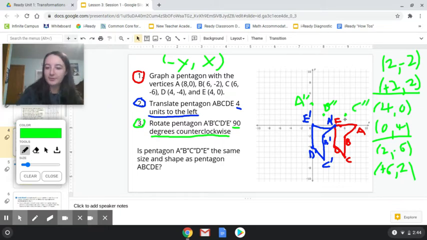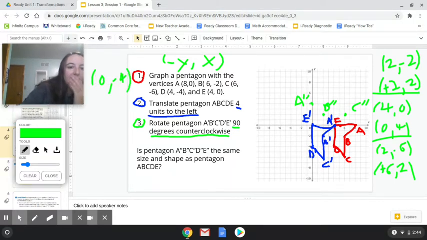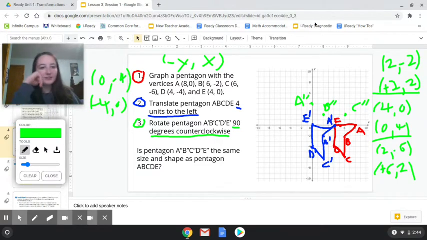So C double prime. Then we have D, which is at 0, -4. So flip that order. Now it's -4, 0. And remember, we need to make this value its opposite. So now that's going to be +4. Then we go to the right 4 and up 0. So now here is our new D prime. That's our D double prime.